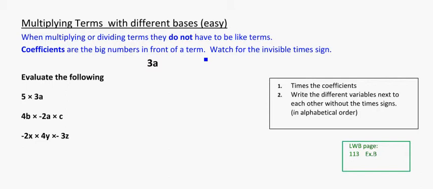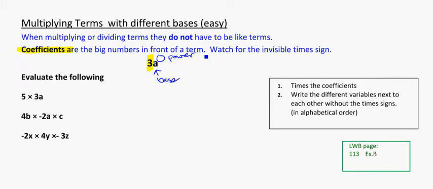To remind us of some details about terms, the coefficient is just the big number in front. So in this case, the term 3a, 3 is the coefficient. We have our base, in this case that is a. And then we'll also have a power. And here I have circled just empty space above the a.